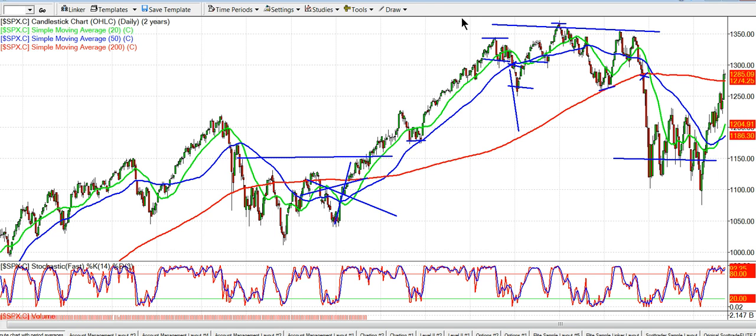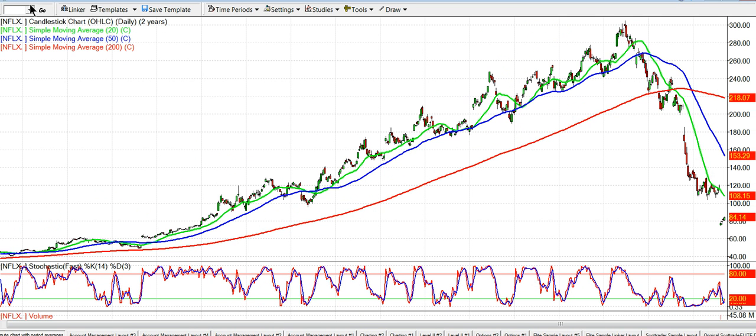So that's the S&P. Now I'd just like to show you some individual stocks and show you the same type of scenario. I'm sure all of you are aware of the things that have happened with Netflix just recently. As this goes up, it has a very steep angle on the 20 and the 50, and it continues to hold those areas as support all the way up to this 300 level.